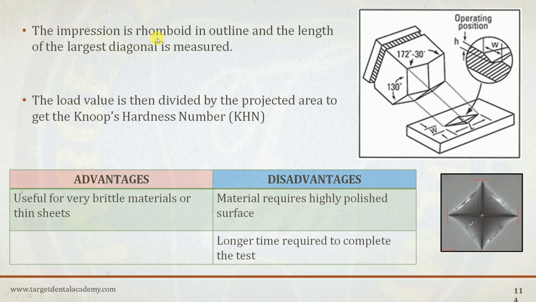So the impression in this is rhomboid in outline and the length of the largest diagonal is measured. This is the largest diagonal, so the length of the largest diagonal is measured. The load value is then divided by the projected area to get the Knoop hardness number. So it is useful for very brittle materials or thin sheets. The disadvantages are: the material requires a highly polished surface as in the previous one, and longer time is required to complete the test.